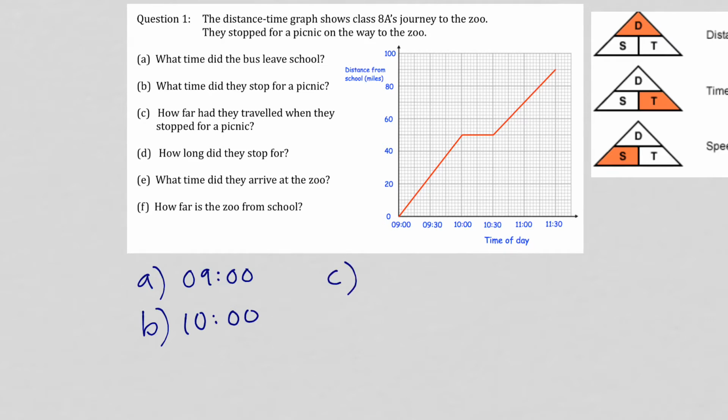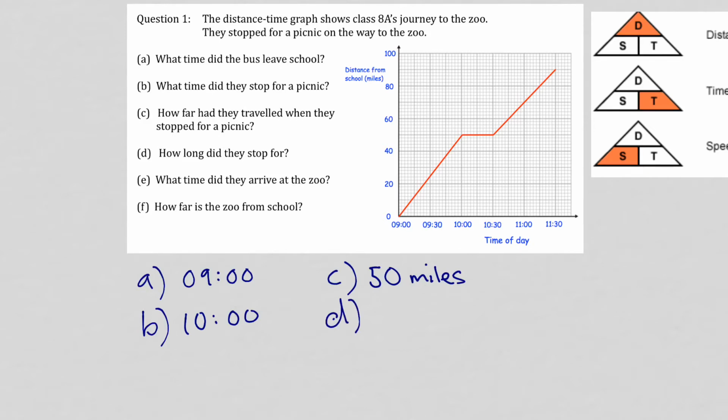C, how far had they travelled when they stopped for a picnic? Well, if we're asked about how far something's travelled, that's the distance. So our distance is on our y-axis. And if we look again, we've decided that it stopped at 10 o'clock whenever the line becomes horizontal. And if we go across to our y-axis, that's going to tell us the distance travelled. And we look here, it's halfway between 40 and 60. And that would be 50 miles they've travelled. So 50 miles.